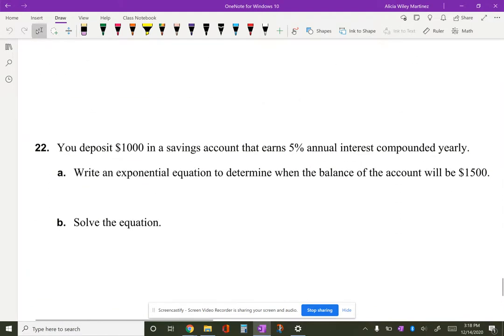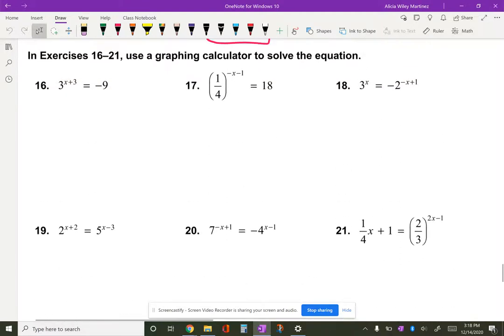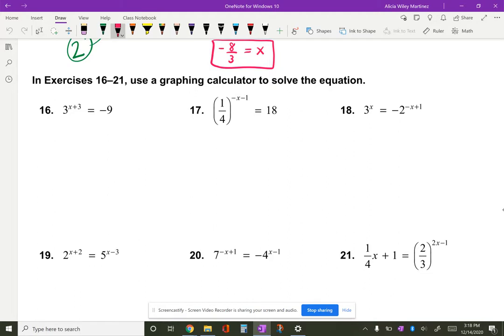I'm on page 192 of your student journal, looking at numbers 16 through 21. Okay, so on these problems, I had mentioned in class that these problems were unique in the fact that you cannot make the bases the same. Whenever this occurs in Algebra 1, what we do is we use a graphing calculator to help us solve. I'm specifically going to use desmos.com to help me do this.